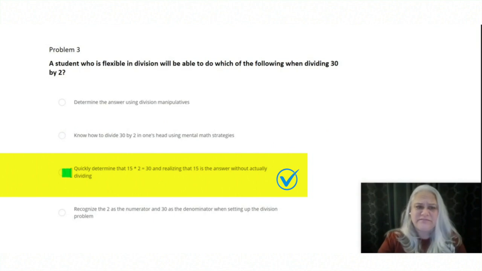And the reason for this is basically that flexibility in math refers to students' abilities to solve problems in different ways. So for instance, division problems may involve multiplication if thought about differently. So say 2 times x is equal to 30. A student showing flexibility will know that they do not necessarily have to divide 30 by 2 to arrive at the answer of 15. And then our final choice is recognize the 2 as the numerator and 30 as the denominator when setting up the division problem. Well, that doesn't necessarily show that they know how to solve the problem, just that they know how to set up a division problem. So again, our third choice is the best for this question.